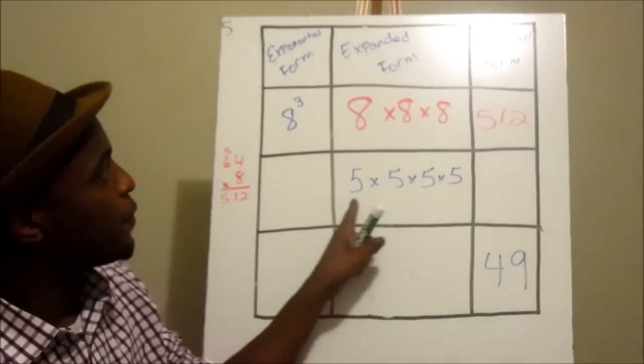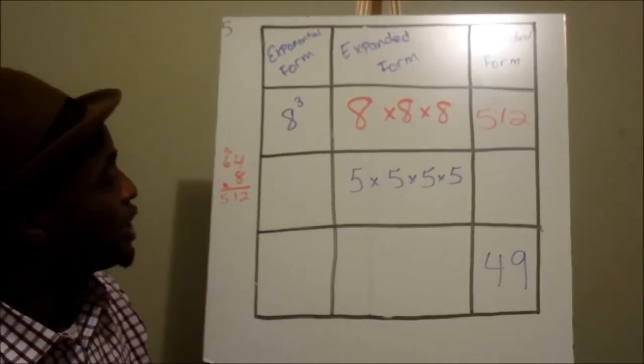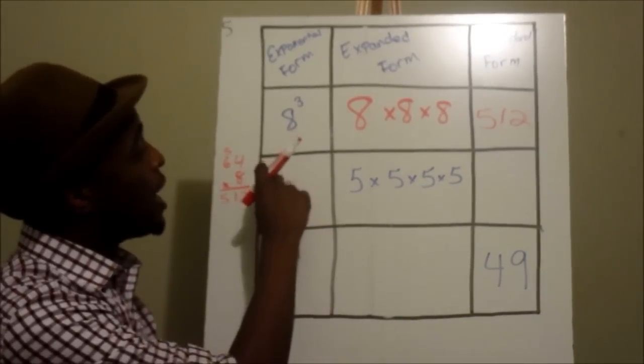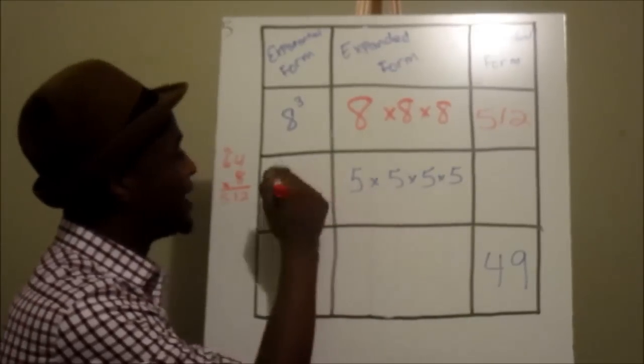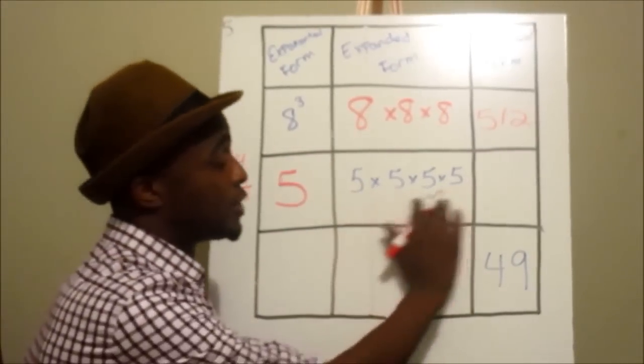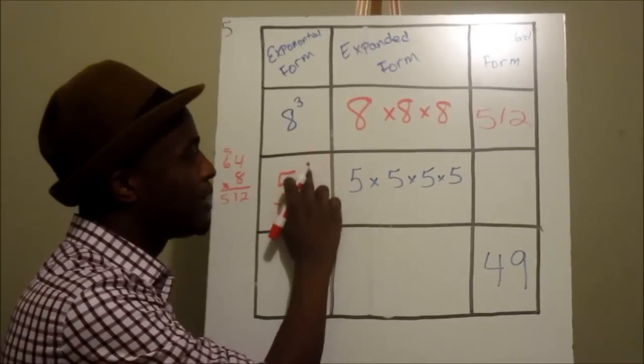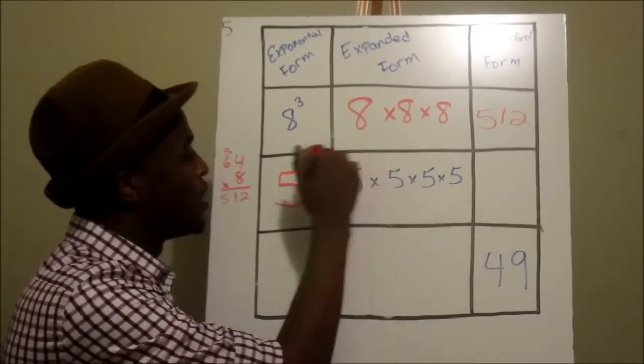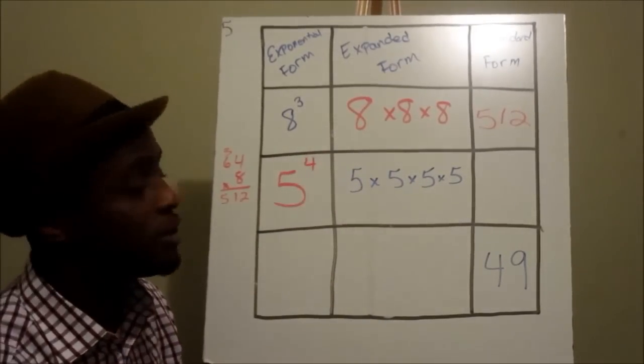All right? Let's look at, if we're given the expanded form, let's write our exponential form first. So, 5 is clearly the base. That is the number that I see. So I'll write the number that I see first. It's repeated multiplication. And then how many times I'm multiplying it, that's my exponent. So 1, 2, 3, 4. 5 to the 4th power.